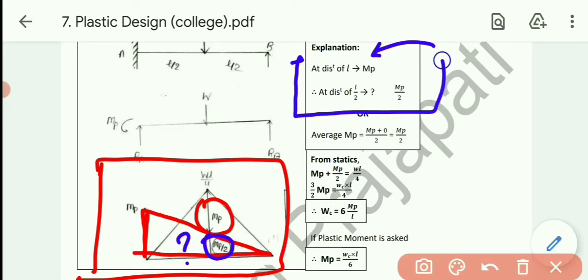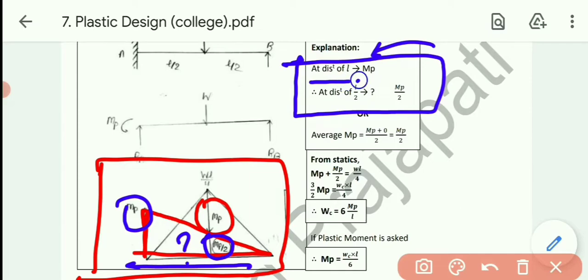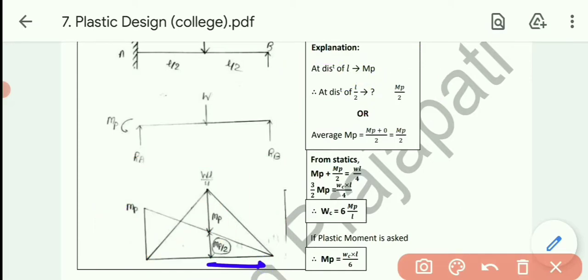Say at the distance of L it is MP. So at the distance of L by 2, which is the center, how much is it? Simplifying this one, we will get the answer MP by 2. So this is the rule of proportion.